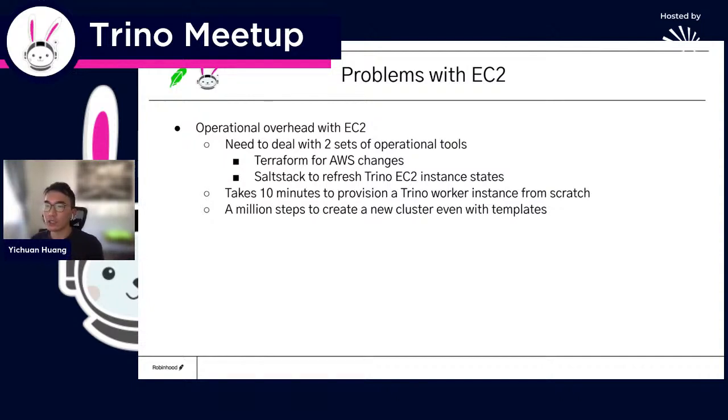And actually, there is another issue I haven't mentioned here, which is that Trino is iterating very fast. If we want to keep up with the latest version, then deployments will happen very frequently, and our current EC2 setup makes it very hard to support that.